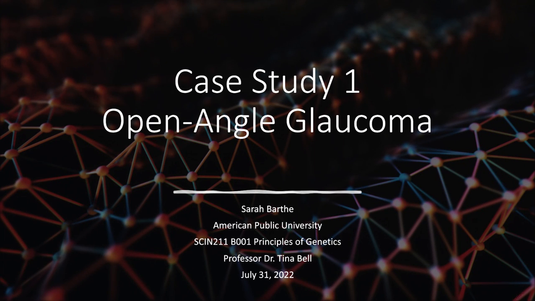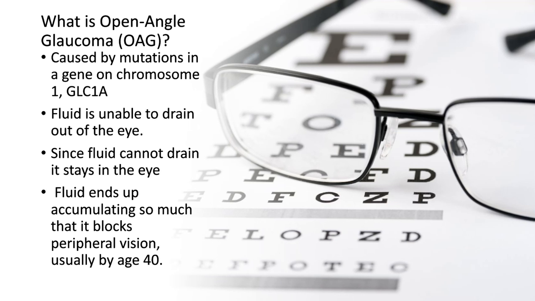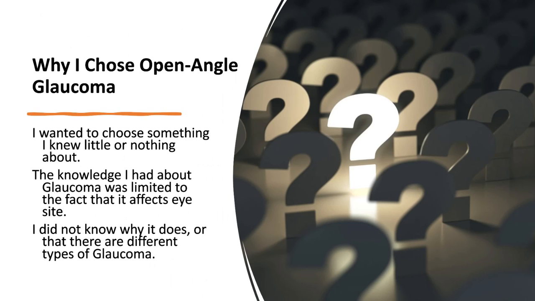I chose to do a case study on open-angle glaucoma. Open-angle glaucoma is caused by mutations in a gene on chromosome 1. When fluid is not able to drain out of the eye, it accumulates so much that it can end up blocking peripheral vision. This disease is progressive, and it's usually by the age of 40 that the vision is affected.